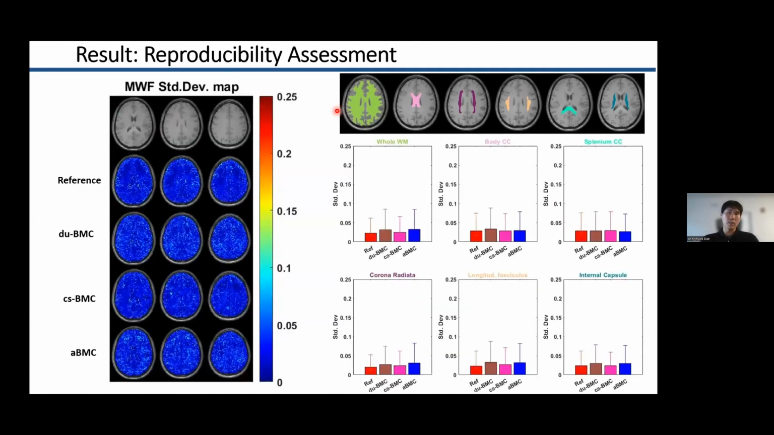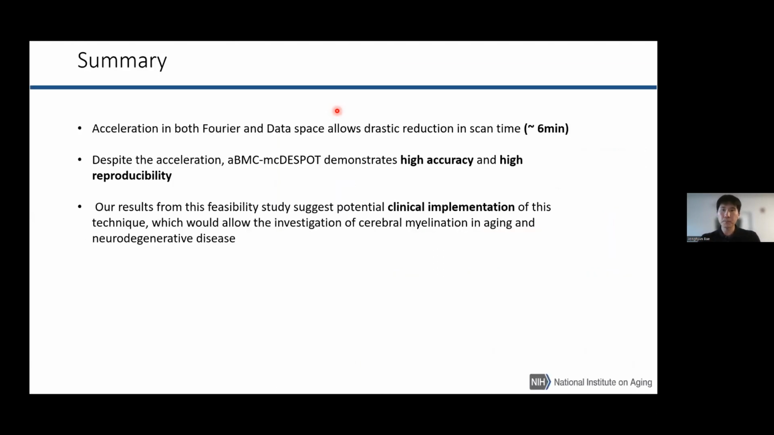Lastly, we examined the reproducibility of our methods. The maps of the standard deviation across 9 data sets shown here exhibit quite a similar level, suggesting that accelerating in either Fourier or data or in both domains does not impact the reproducibility of our methods. More quantitatively, the regional variations of the standard deviations were also reasonably acceptable considering the benefits of the accelerated scans. So we concluded that our proposed undersampling pattern is robust and reproducible.